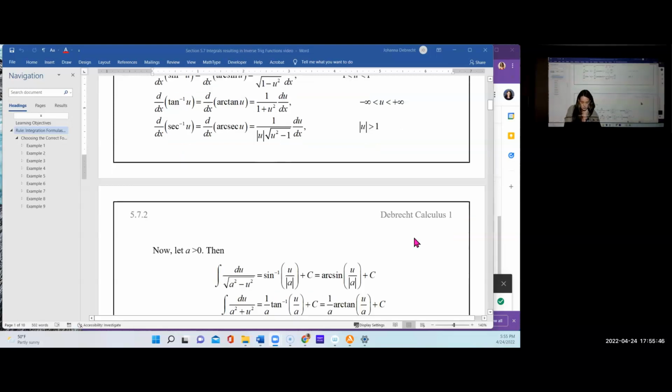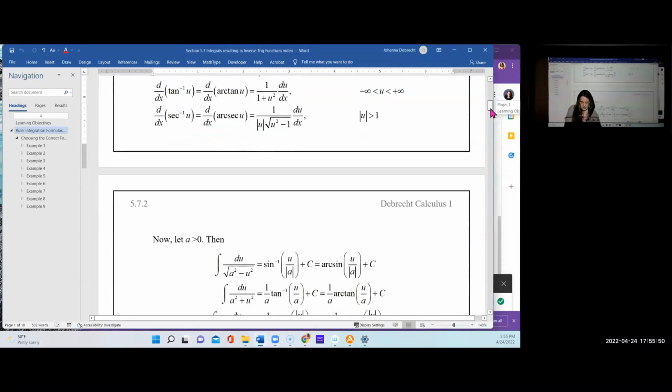Now let's take a look at the one that will come up with arctangent. When we're looking at this one, the derivative formula gave us 1 over 1 plus u squared. But notice in the integral formula, we have 1 over a squared plus u squared. Again, a squared and a cannot be variables because the differential is du. That makes a squared a constant term.